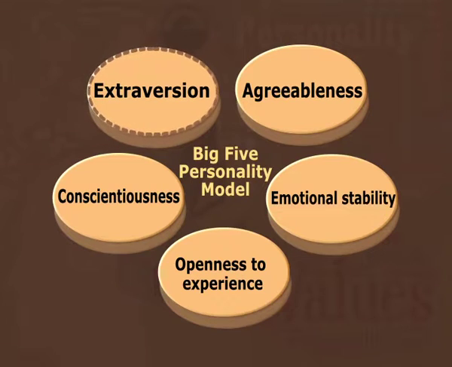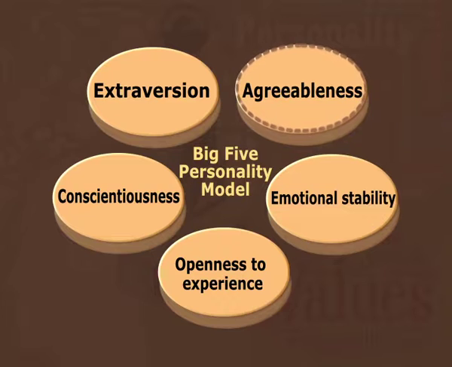Extraversion. The extraversion dimension captures our comfort level with relationships. Extroverts tend to be gregarious, assertive, and sociable. Introverts tend to be reserved, timid, and quiet. Agreeableness. The agreeableness dimension refers to an individual's propensity to defer to others. Highly agreeable people are cooperative, warm, and trusting. People who score low on agreeableness are cold, disagreeable, and antagonistic.